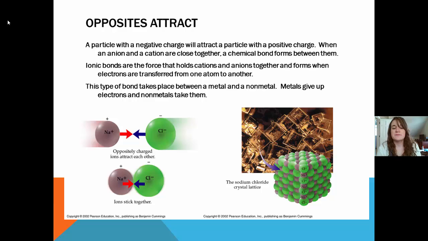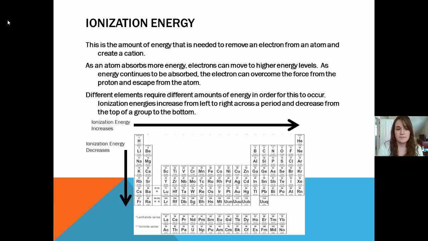This type of bond takes place between a metal and a non-metal always. Metals always give up electrons, making them cations, positive charges, and non-metals always take them, making them anions, negative charges. Ionization energy is the amount of energy that's needed to remove an electron.